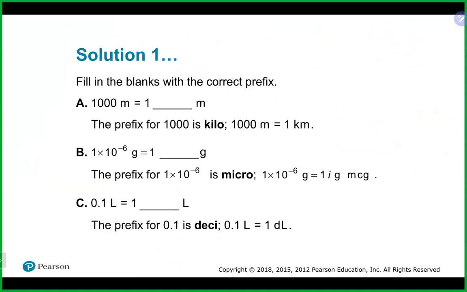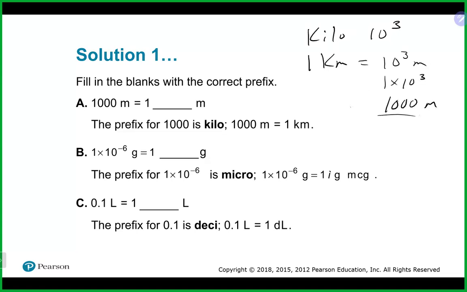All right, so we went through some of these, but just to reiterate some of these prefixes, there are 1,000 meters in 1 kilometer. Again, kilo is 1,000, which is the same conversion, as kilo is 10 to the 3, and 1 kilometer is 10 to the 3 meters. That's 1 times 10 to the 3. That's 1,000 if you just put it into a regular number. So again, those are all the same numbers basically when you look at it.